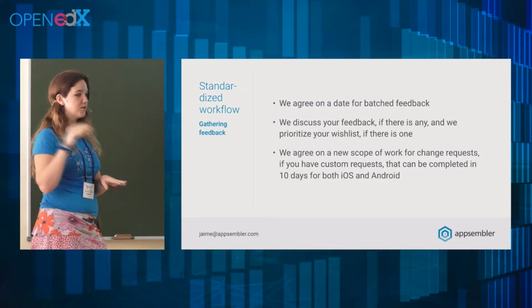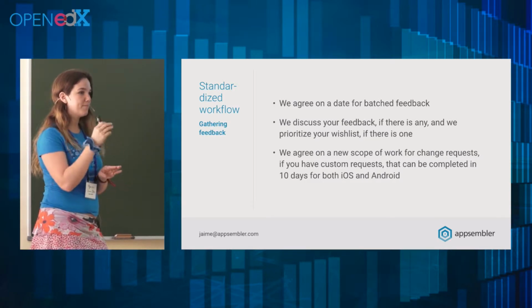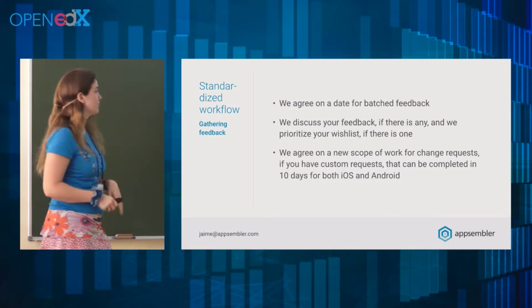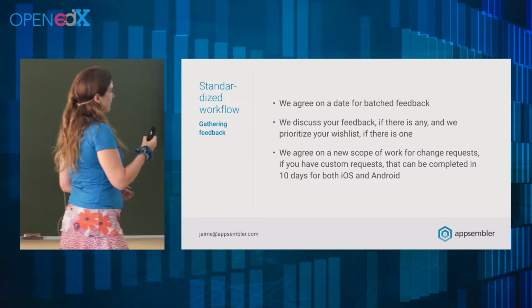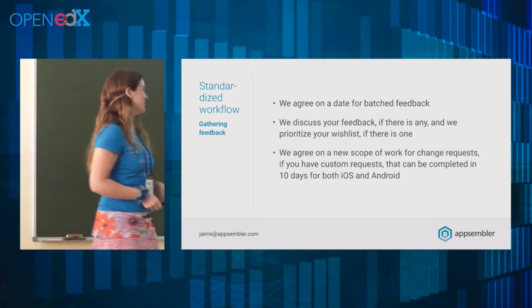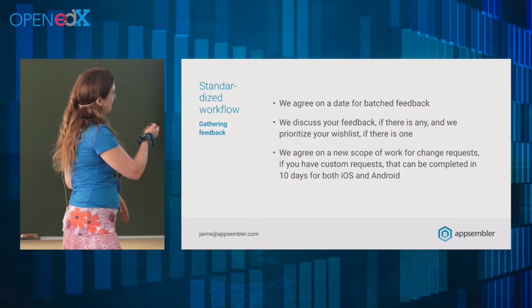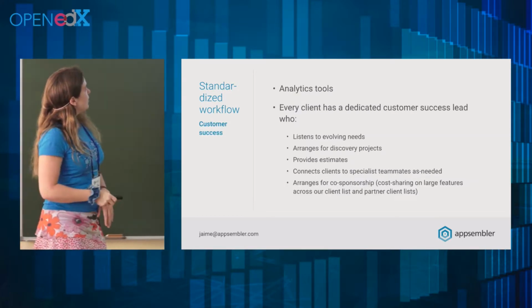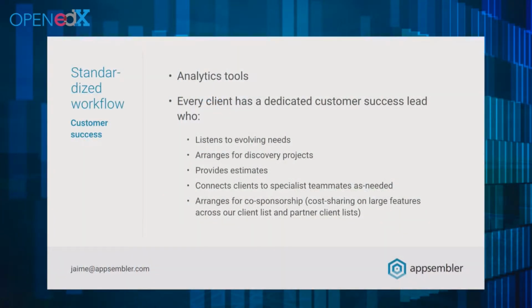So every iteration we try to do a pretty tight cycle. Here's a new version, here's a new version, here's a new version, in a way that works with enterprise timelines, because sometimes you guys are slow. It just works with everyone. We also developed a standardized approach to analytics and more standard customer processes around discovery projects, estimating new features, specialist advice, and co-sponsorship packages.